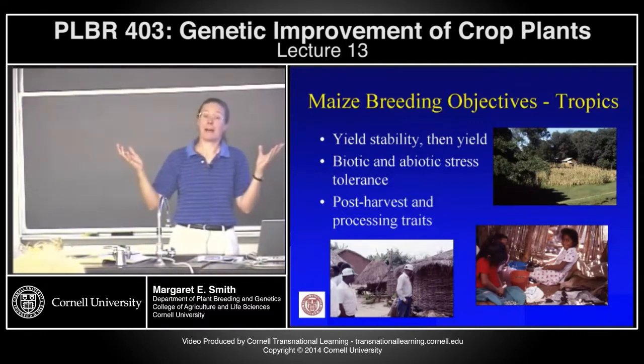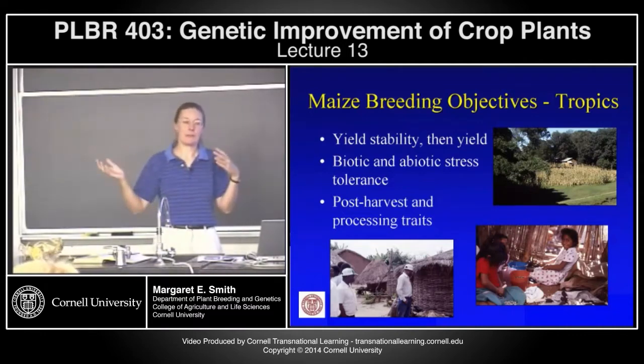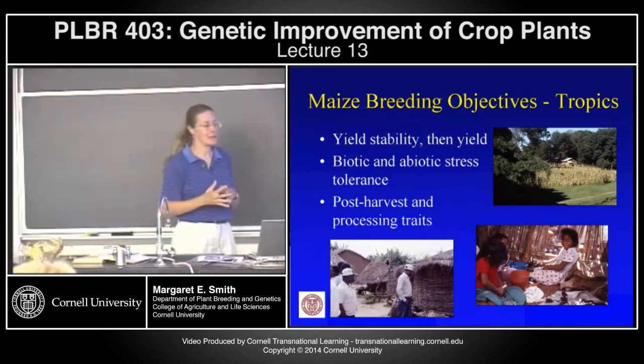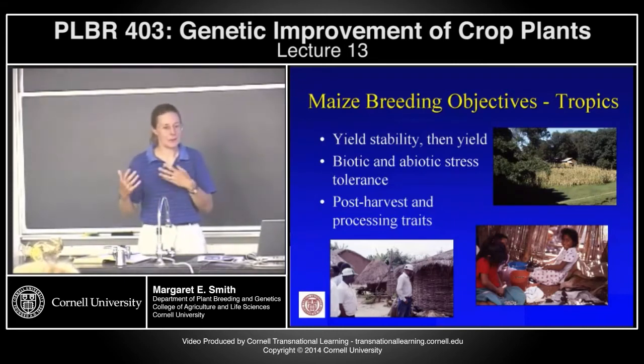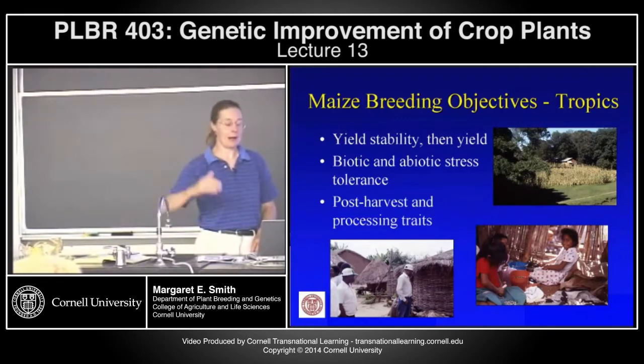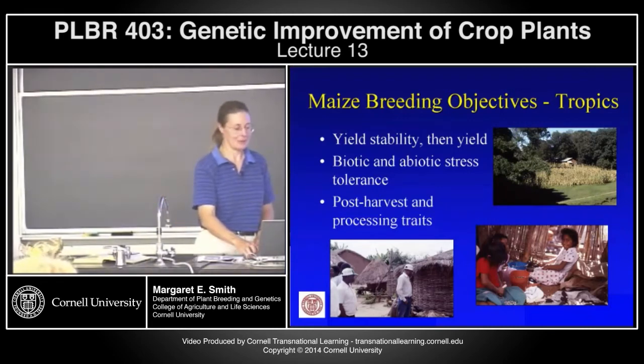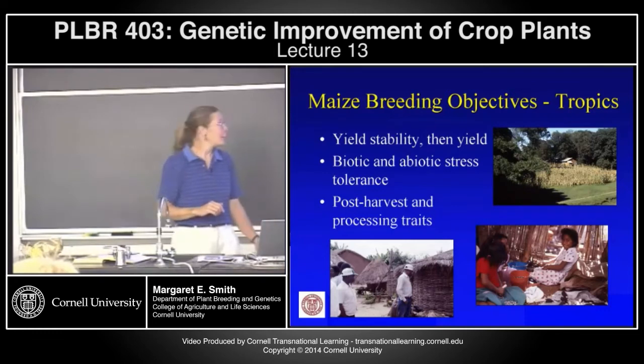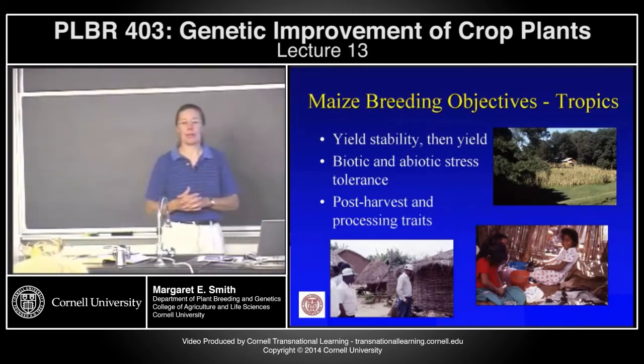Most years you don't have ideal conditions. There's going to be drought, there's going to be fertility stress, you're not going to be able to afford fertilizers, a whole range of things. So yield stability, despite whatever stresses that crop is going to face, is probably more important than breeding for optimum yield under ideal conditions. What plays into that? Of course, biotic and abiotic stresses.